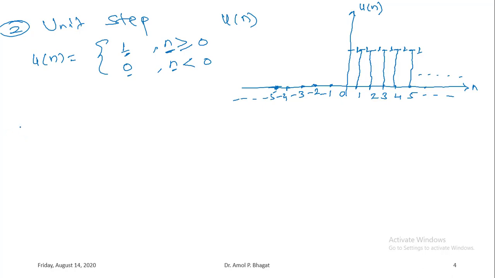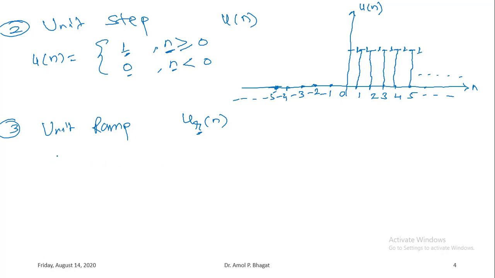The third one is the unit ramp signal or unit ramp sequence. So it is denoted as small u r of n, small u in suffix r of n.